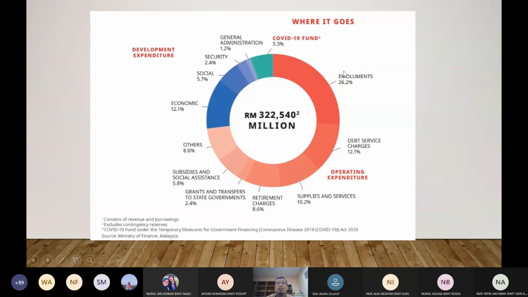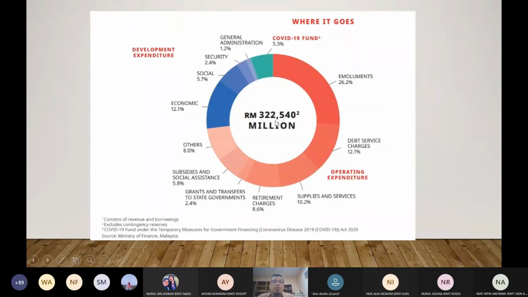I think COVID-19 related expenditures possibly include the vaccine and all these test kits, PCR and others, and definitely to support all the frontliners. There are also a lot of government incentives, financial aids and others, which should be included under the COVID-19 allocation.